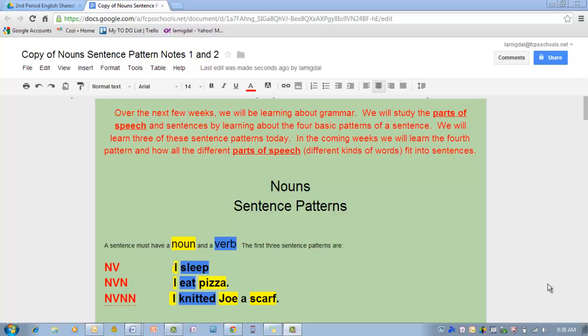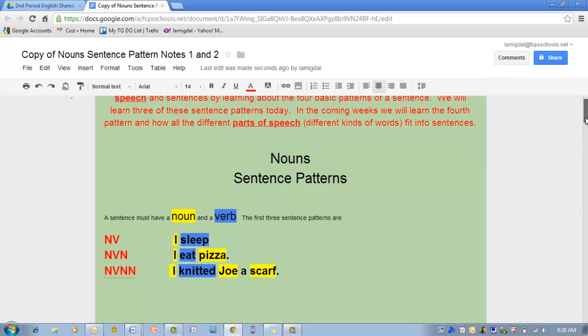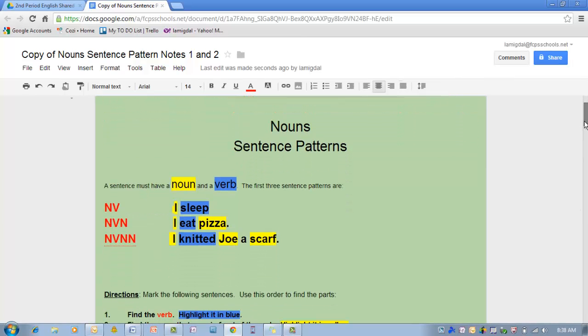Every word has a category. It's a type. And so we need to learn them, and we need to learn how they fit into sentences. So today we're going to focus on nouns. And looking at nouns, we're going to see 3 of the 4 sentence patterns.